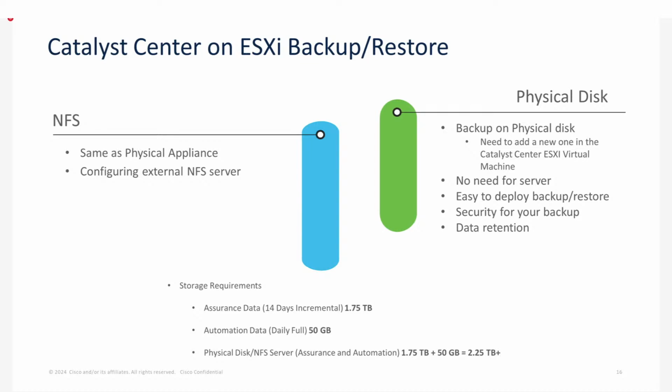You'll need to meet some storage requirements for that, depending on how much data you want to back up or how much data you want to keep. The backups take either assurance or automation data, or it can be both. For assurance data, you can say for 40 days incremental and it can be up to 1.75 terabytes. Automation data daily will be about 50 GB. So if you plan for a physical disk and you want to do both, then about 1.75 terabytes of assurance, plus consider the automation data of 14 days as well. So let's say around 2.5 terabytes would be required in a new hard disk drive.